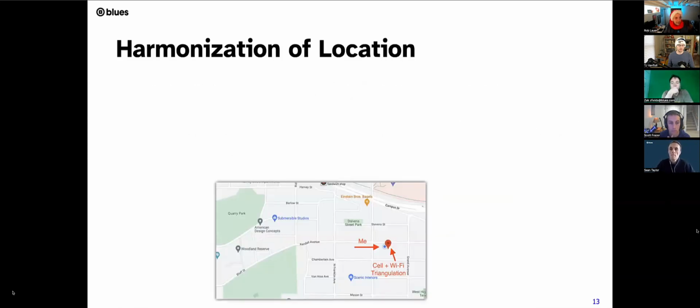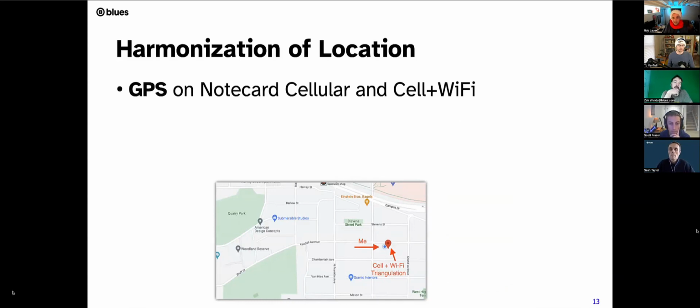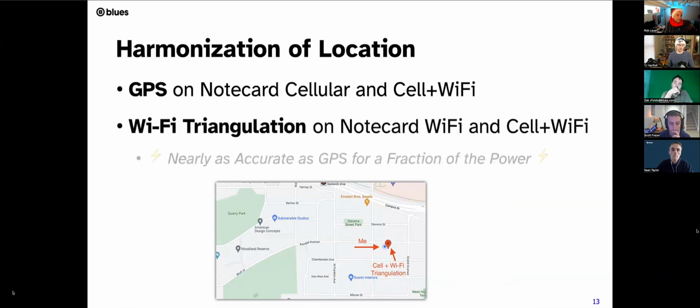And next on the location front, you've always had access to GPS with any of these cellular-based Notecards, but we all know GPS can be power hungry. It can take some time to get a satellite fix, which is why we launched the ability to effectively triangulate a location through identifying nearby Wi-Fi access points. This feature of Wi-Fi triangulation is available on any Notecard with onboard Wi-Fi, or if your host has access to a Wi-Fi module as well. It's also very, very power efficient and surprisingly accurate.